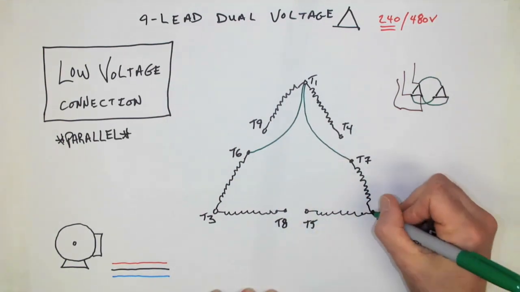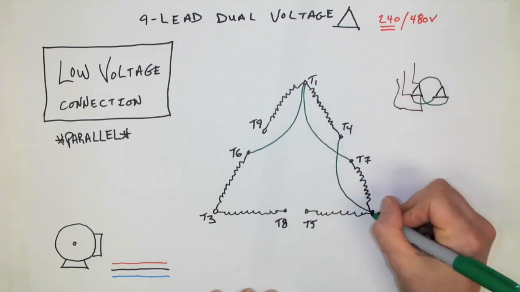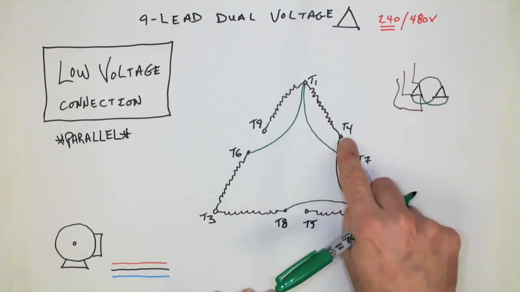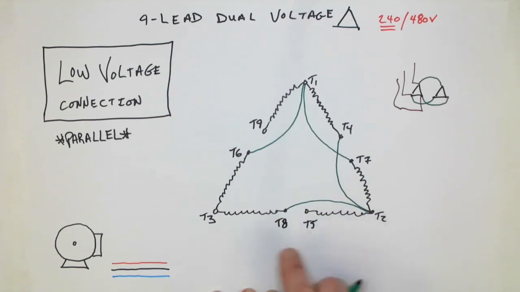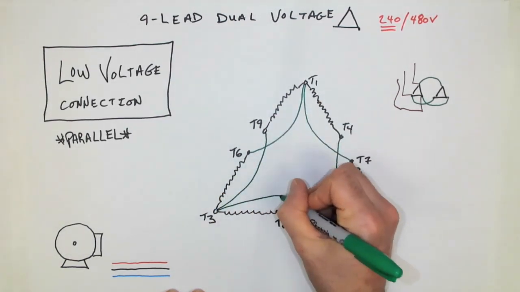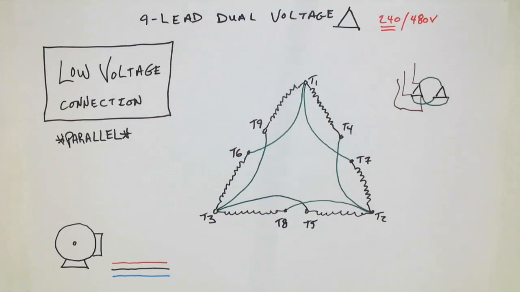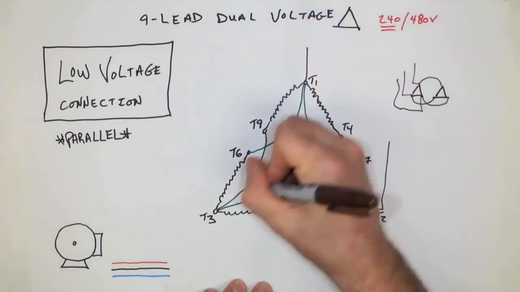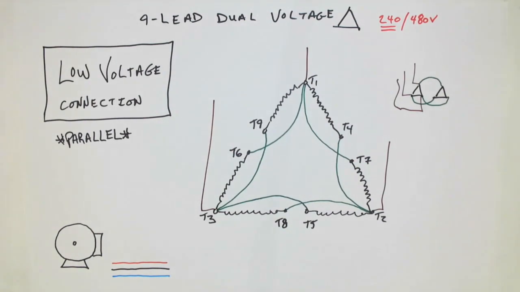T2 is also going to have a line conductor, and it will terminate also to T8 and 4. And finally, T3, which connects to a line conductor, will terminate also to T9 and T5. It gets a little bit confusing, but if you keep things consistent and neat, you should be off to the races. Our line conductors go to T1, 2, and 3, and we have our completed connection.